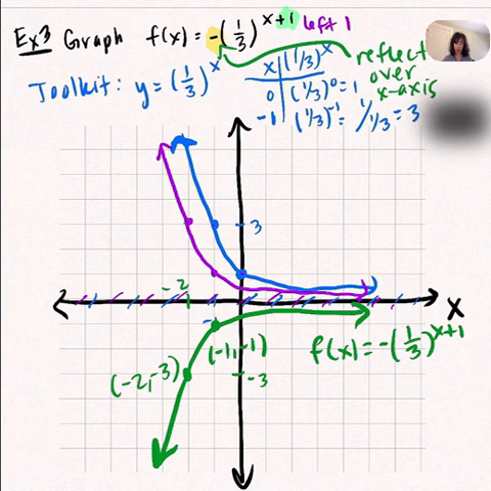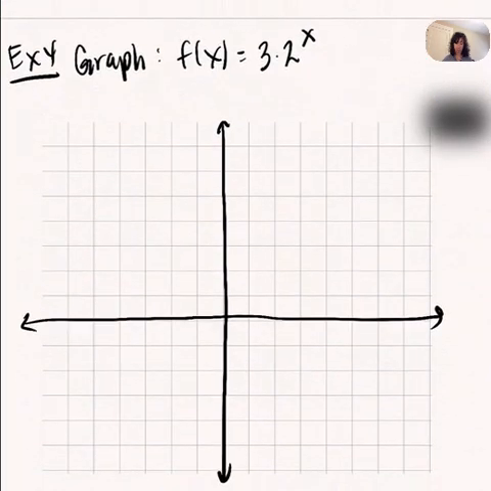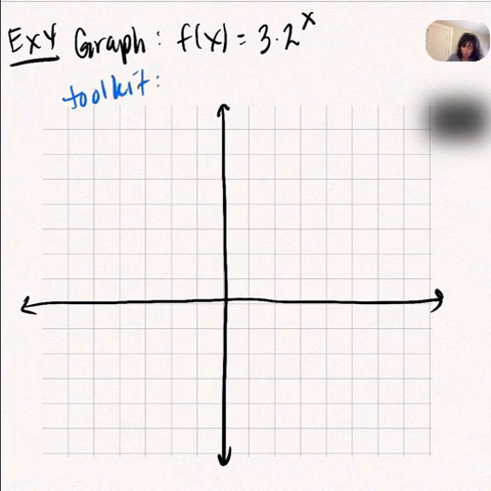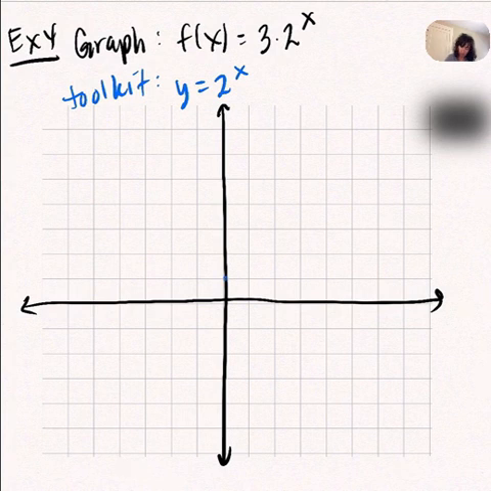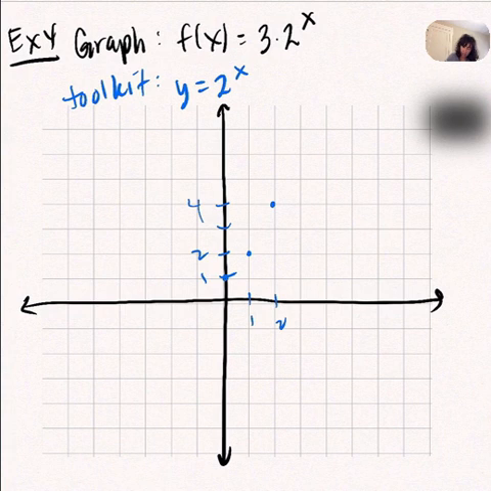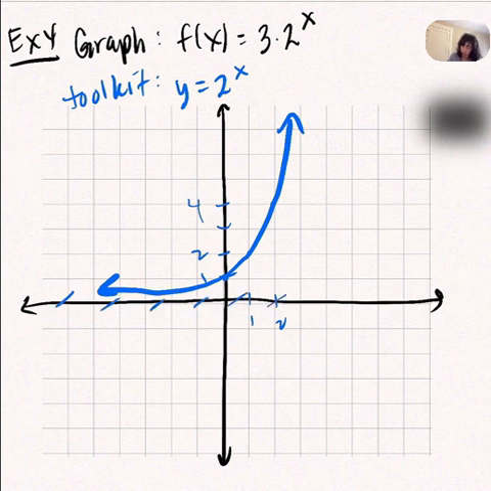Okay, let's look at one more. How do we graph f of x equals 3 times 2 to the x? So in this case, our toolkit function is y equals 2 to the x, which we've seen a bunch of times at this point. So we know that that graph goes through 0, 1, and then it has 1, 2 on it, and it has 2, 4 on it. And then you can plot more if you want, but generally just like 2 is enough. We know the general shape, and we know that it goes like this. Then there's also an asymptote here.